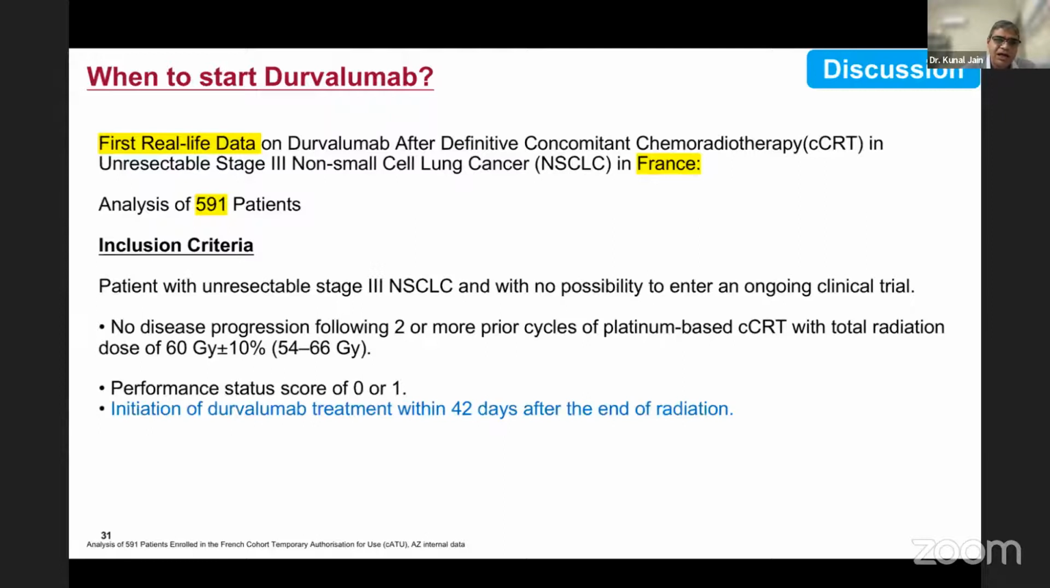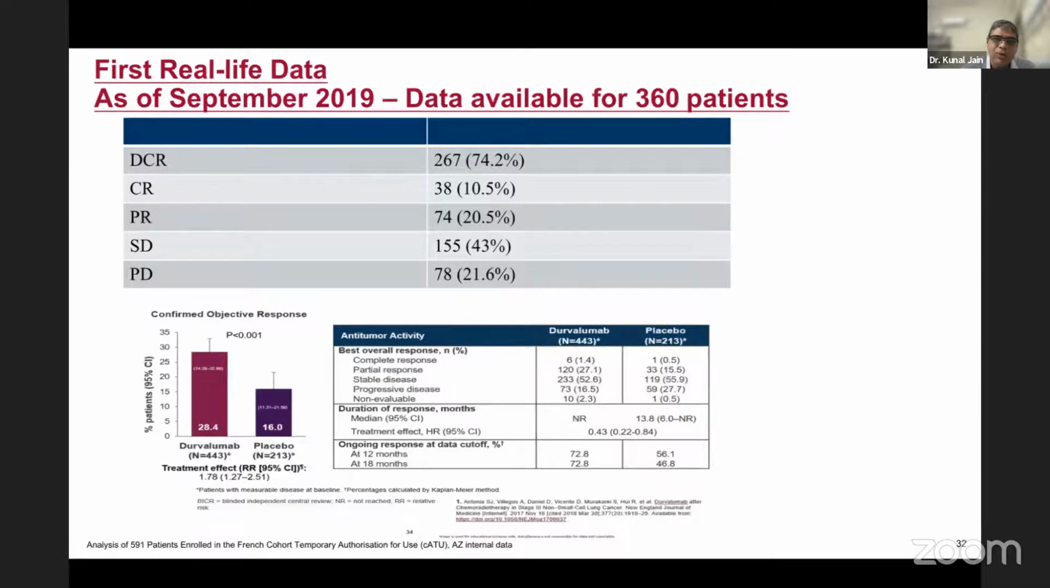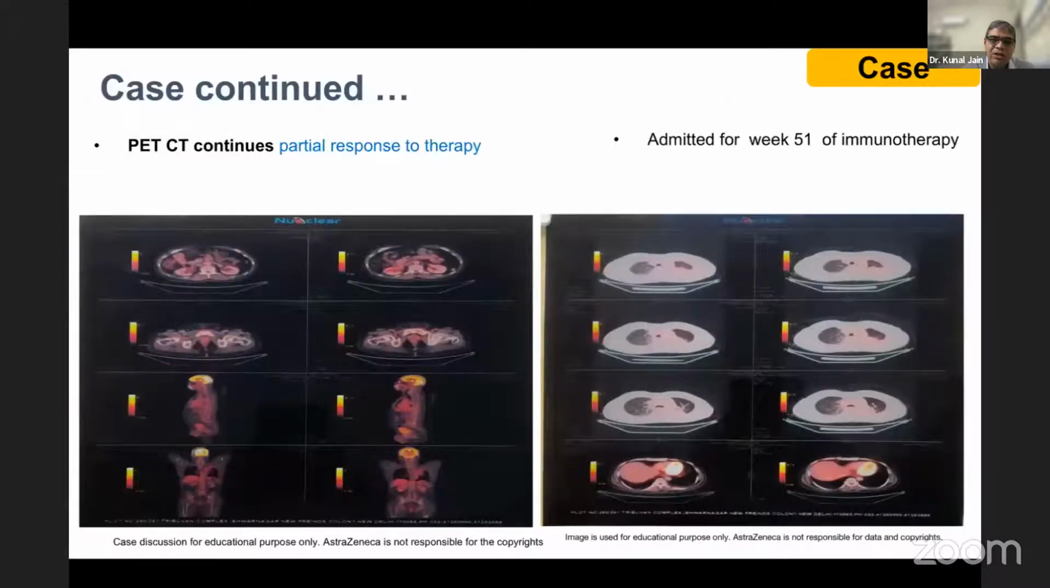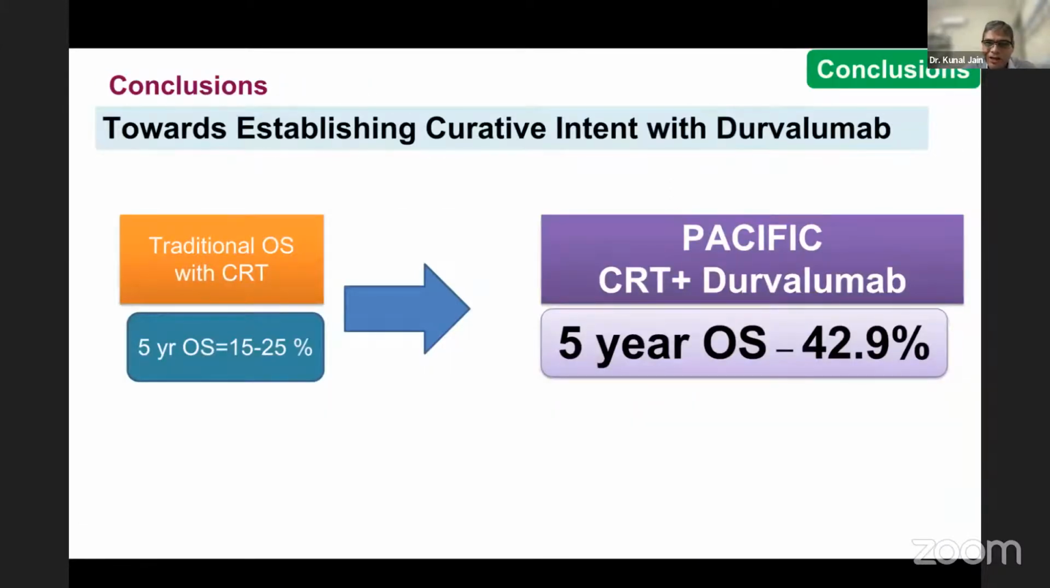So other than the trial, is there any real world data? This French data analyzed close to 600 patients with stage 3 cancer in a similar setting. They had received chemoradiotherapy with the same doses, 54 to 66 gray, and they were considered for durvalumab. And there were both subsets. A small percentage of patients did get durvalumab more than 42 days, which is about 7 weeks, from completion of chemoradiotherapy. And this trial showed that even in those patients who got delayed durvalumab, a similar benefit was seen as with the PACIFIC study. So this patient continued on durvalumab and showed benefit as was expected from durvalumab.